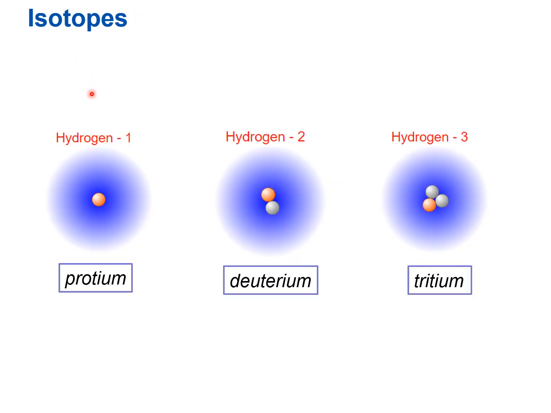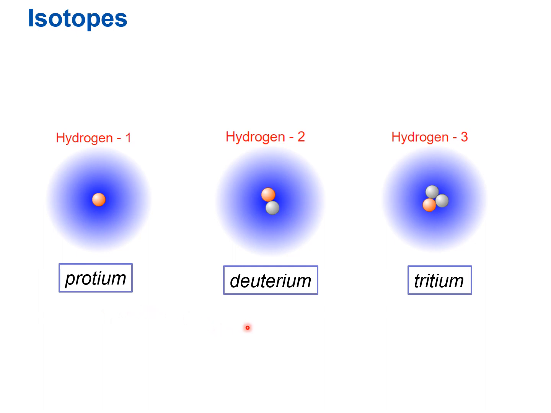The most basic isotopes are hydrogen isotopes, hydrogen being the most basic element. So we have hydrogen 1, hydrogen 2, and hydrogen 3. Hydrogen 1 has a nickname. It's sometimes referred to as protium, and it's just got 1 proton. So 1 proton plus 0 neutrons gives it that mass of 1.